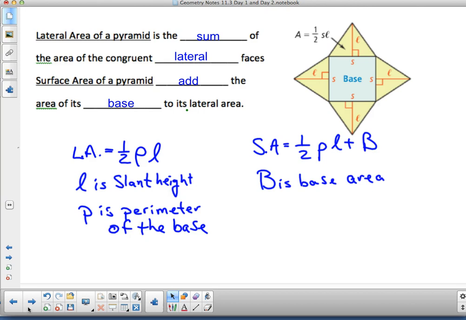Okay, LA is 1/2 perimeter times slant height. And really what we're doing is finding areas of triangles. Perimeter is the multiple triangle bases we are adding together, and then multiplying by their height, the slant height of those triangles. And then because a triangle's area is base times height divided by 2, we divide by 2. SA is 1/2 perimeter times slant height plus the area of our base, whatever that base is. So you get to choose your base formula, big B, based on the shape you have and the information provided.